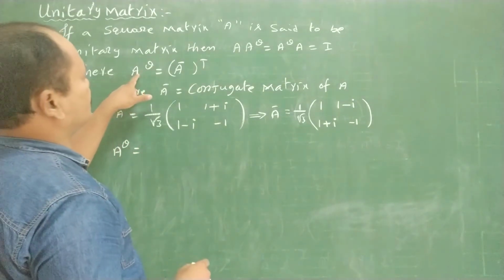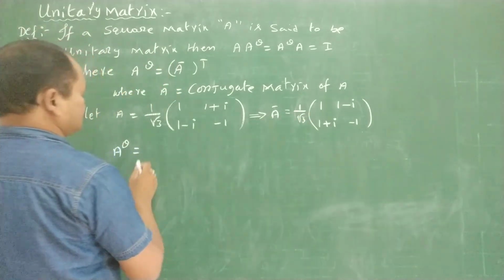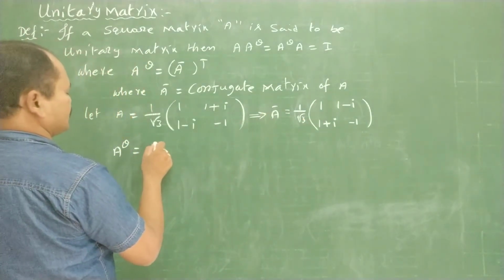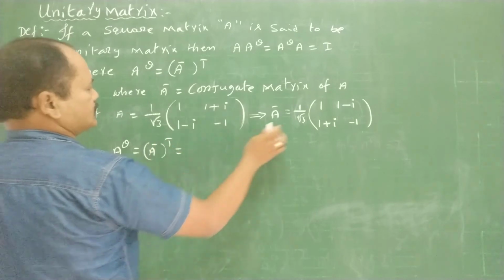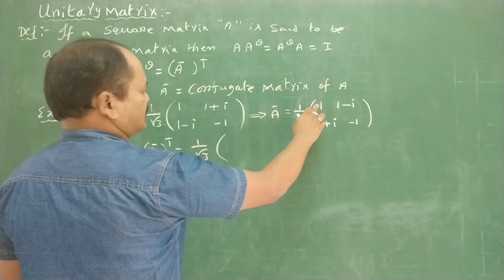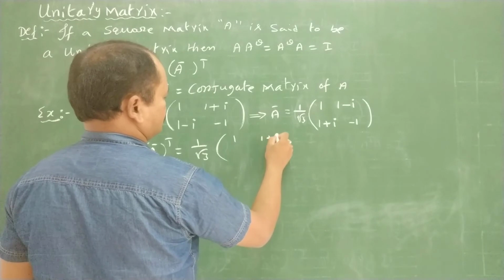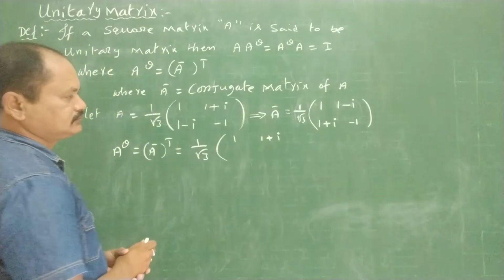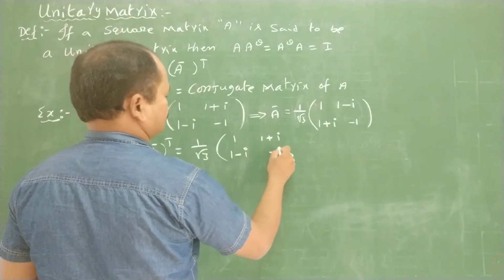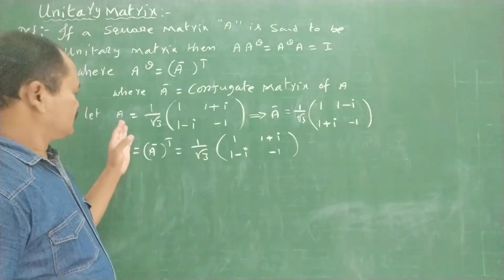Now, A power theta. What is A power theta? A bar transpose, the transpose of this conjugate. Now the transpose of this: 1 by root 3, we write the first column in place of the first row, 1, 1 plus i, and the second column, 1 minus i, minus 1. That's all. Now we have to multiply these two.